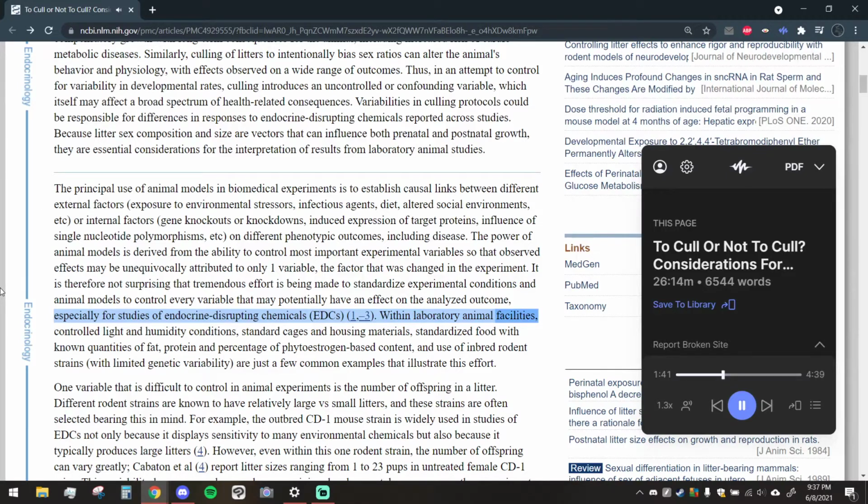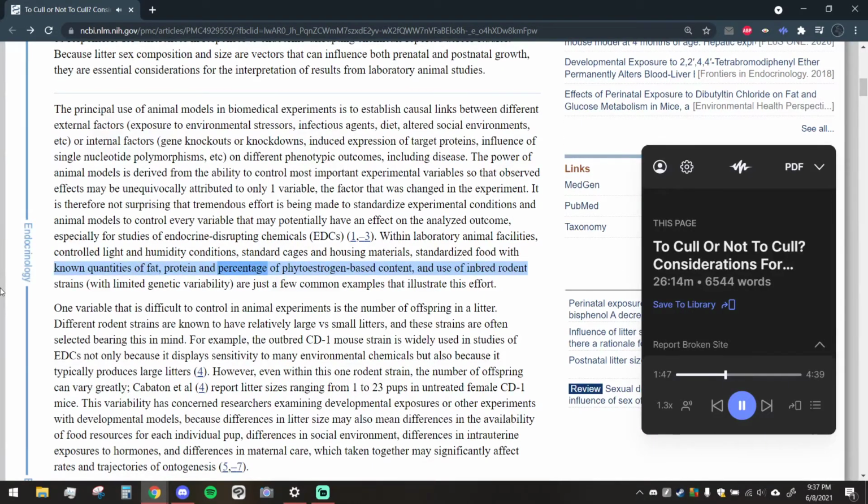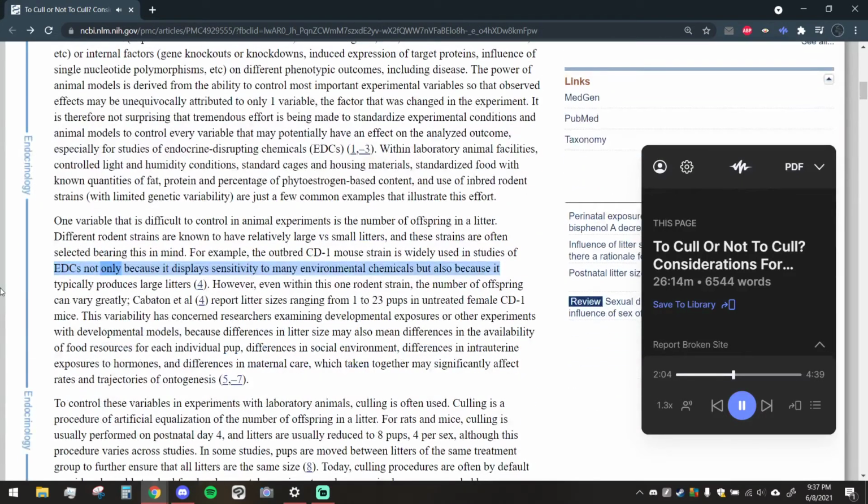Within laboratory animal facilities, controlled light and humidity conditions, standard cages and housing materials, standardized food with known quantities of fat, protein and percentage of phytoestrogen-based content, and use of inbred rodent strains, with limited genetic variability, are just a few common examples that illustrate this effort. One variable that is difficult to control in animal experiments is the number of offspring in a litter. Different rodent strains are known to have relatively large versus small litters, and these strains are often selected bearing this in mind. For example, the outbred CD1 mouse strain is widely used in studies of EDCs not only because it displays sensitivity to many environmental chemicals but also because it typically produces large litters, 4.